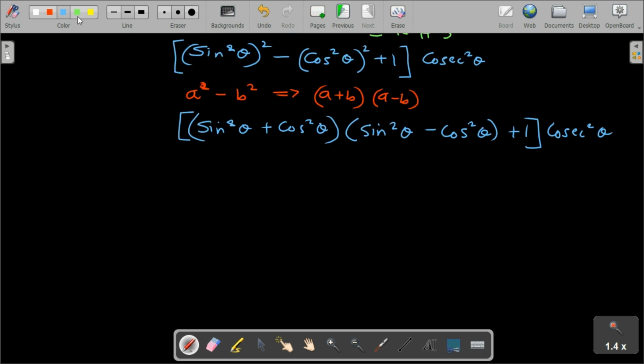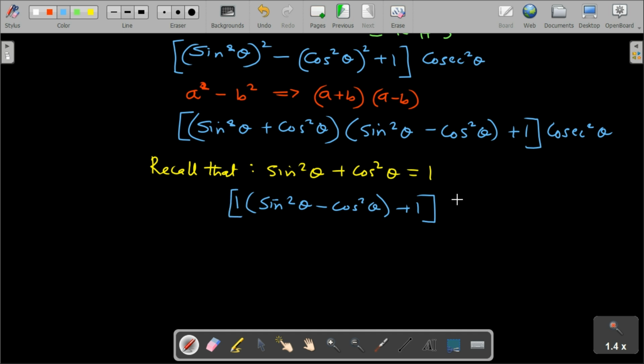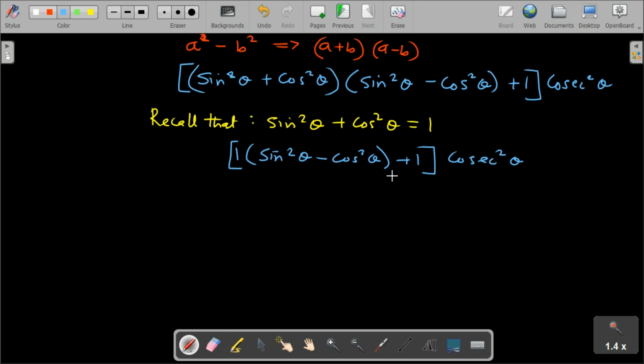Then from the basics, we have learned, recall that sin square theta plus cos square theta is 1. From here, this whole expression sin square theta plus cos square theta can be reduced to 1, so that we have 1 multiplied by sin square theta minus cos square theta, plus 1, everything multiplied by cosec square theta. Now, you can expand the brackets. 1 multiplies all through here. We simply have sin square theta minus cos square theta plus 1.